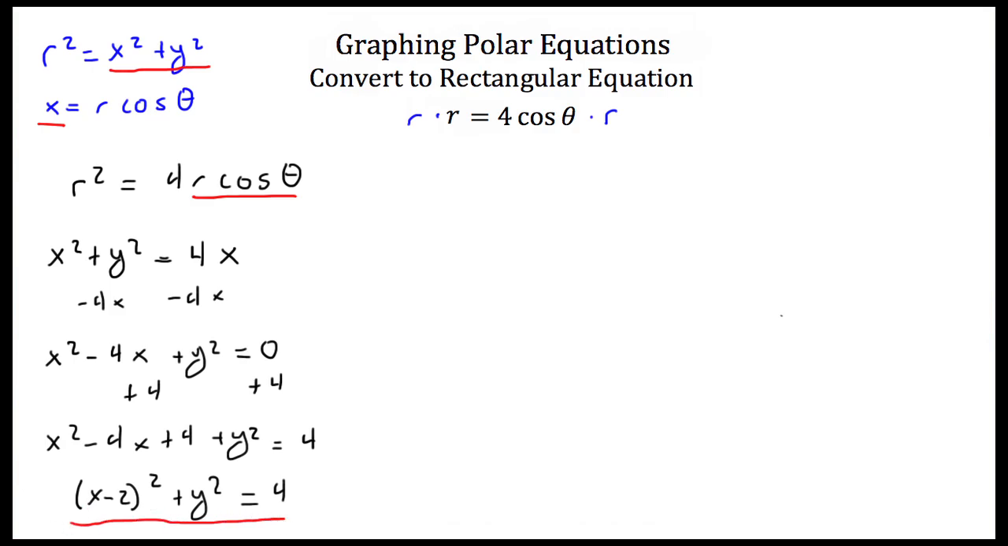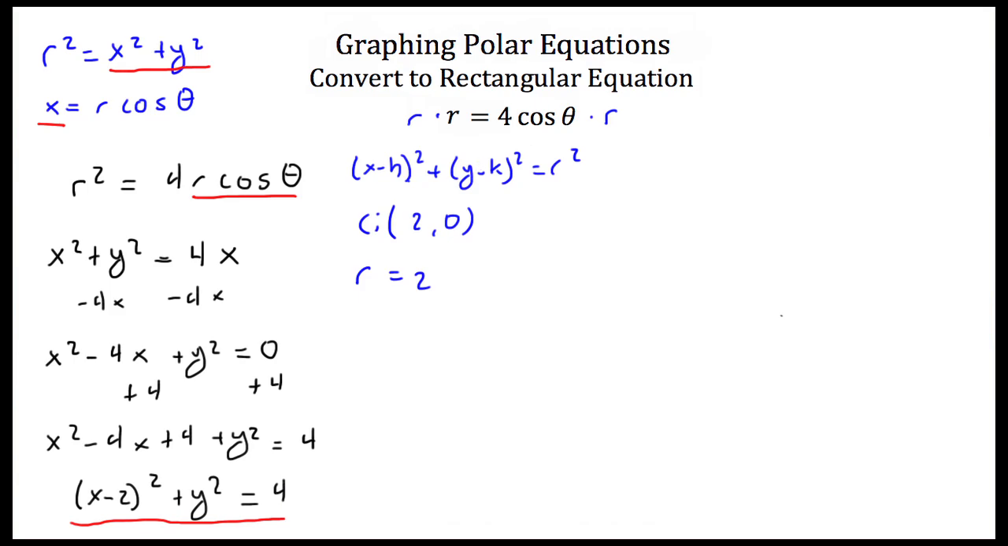Remember that the equation of a circle looks like x minus h squared plus y minus k squared is equal to r squared. h and k are the coordinates of our center. So here our center is at 2, 0. And the radius of our circle is 2, because r squared is equal to 4.